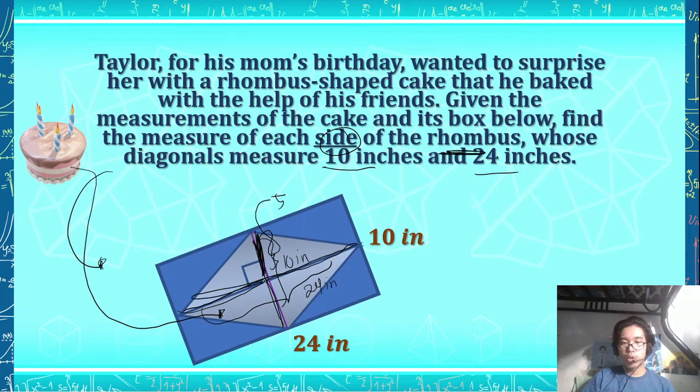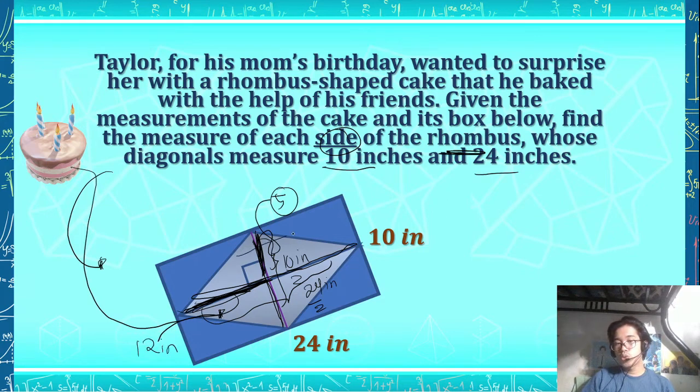And this segment over here is going to be 24 divided by 2. We got 5 from 10 divided by 2. So that should give us 5. And the measurement of this segment is 24 divided by 2, so this is going to be 12 inches.